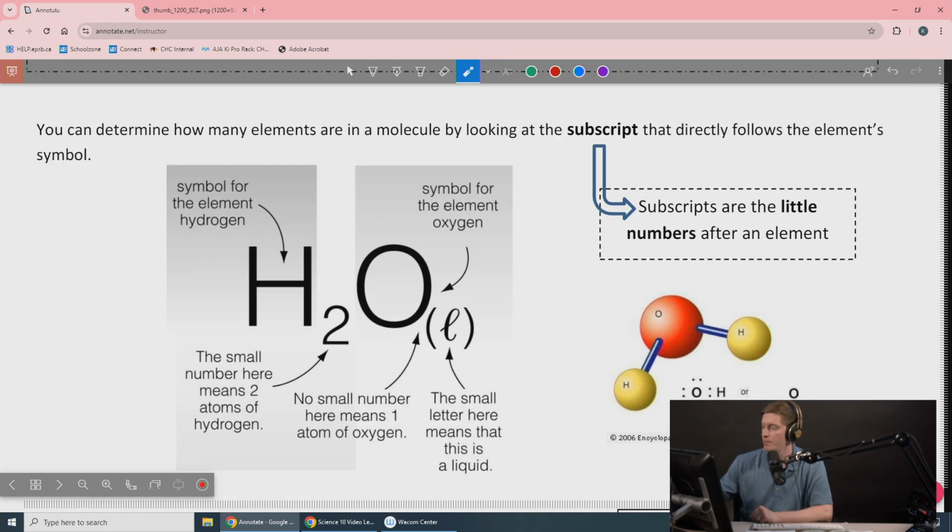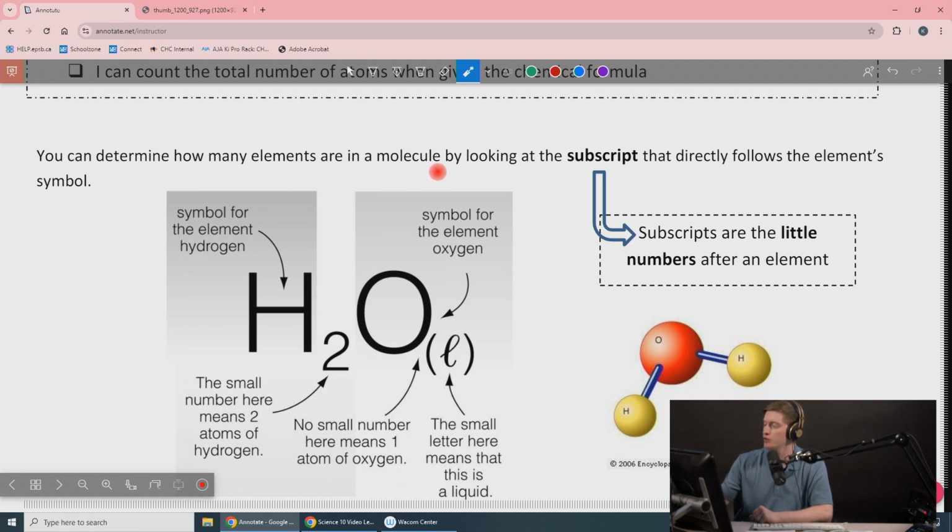You can determine how many elements are in a molecule by looking at the subscript that directly follows that element's symbol. Subscripts are the little numbers after an element. This word after means to the right. So if you see the word after, to the right. Maybe you grew up reading from right to left, and so after you might think is to the left, but after means to the right.